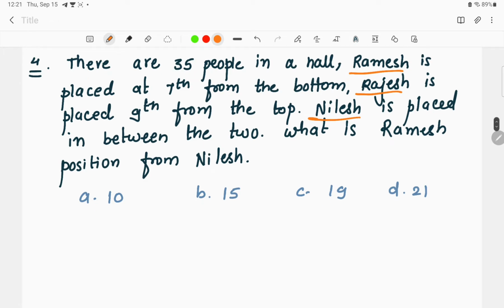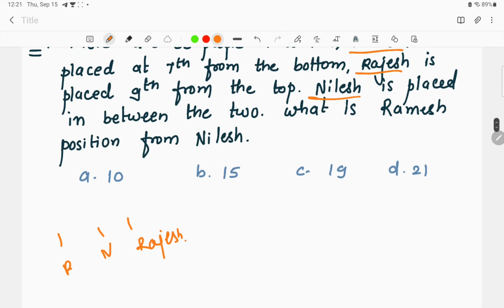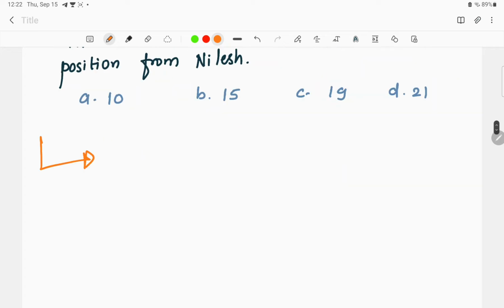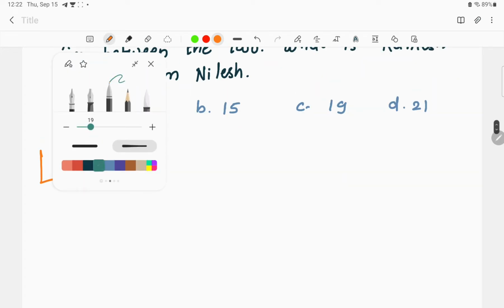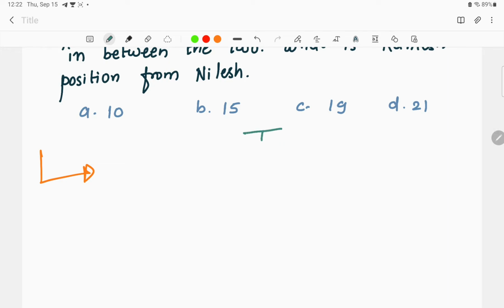Okay, basically Nilesh is between Rajesh and Ramesh. We know this, he is between Rajesh and Ramesh basically. So what we have to do is find the position of Nilesh from Ramesh. Okay, this is what we have to find basically in this question. Now for this let us draw a diagram, a simple line diagram that we use each time.